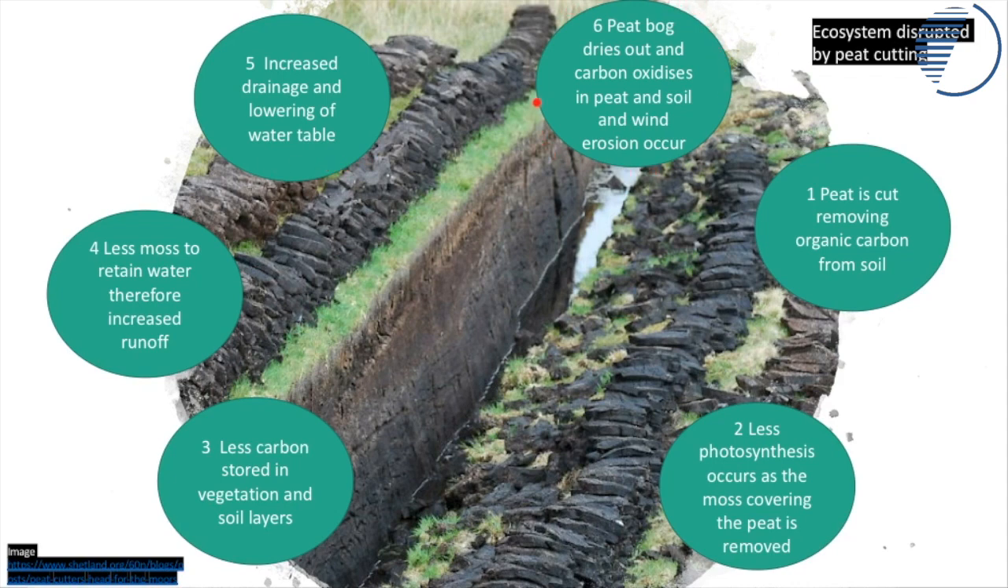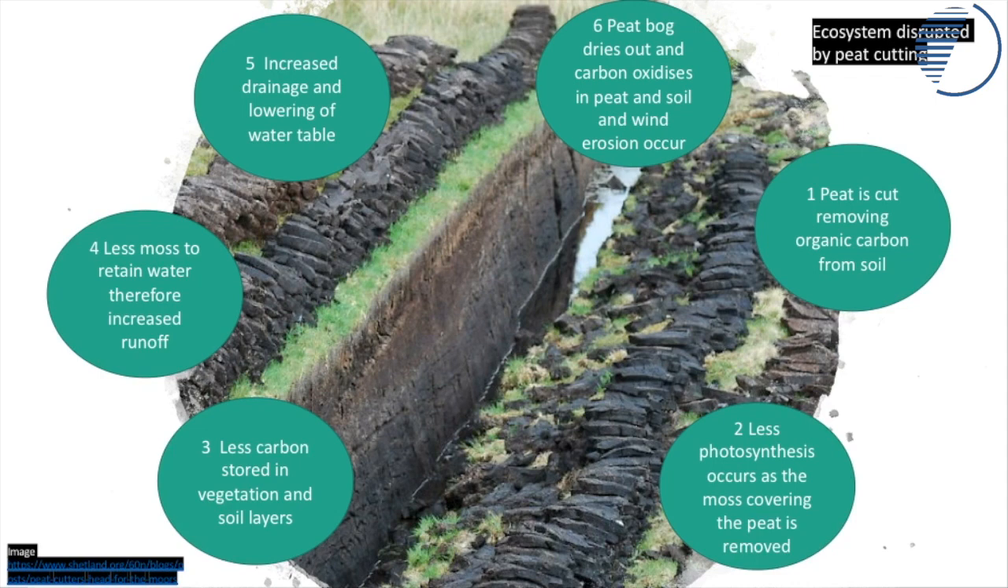As it dries out, the carbon will come in contact with oxygen. When it does that, it will oxidize rapidly and decompose to carbon dioxide, which is then released into the atmosphere. We also get wind and water erosion occurring, but the main effect is oxidation of the carbon to form carbon dioxide going back into the atmosphere.